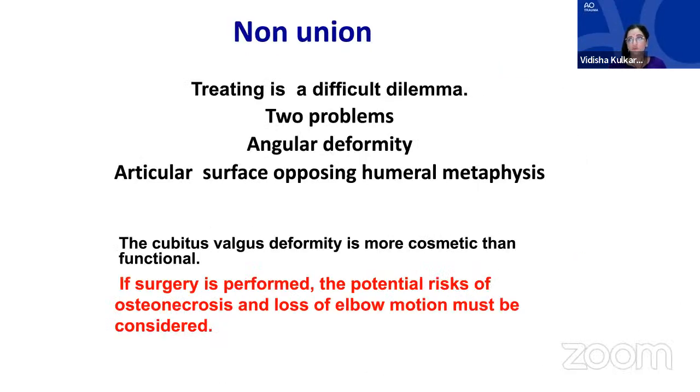So treating non-union is a difficult dilemma because patients present at various time intervals. And there are mainly two problems associated. First is the angular deformity, and second is the articular surface opposing the humeral metaphysis. Usually the minor deformities of the cubitus valgus are more cosmetic rather than functional. And if surgery is performed to align the distal articular fragment, there is a potential risk of osteonecrosis and loss of elbow motion, which must be considered.